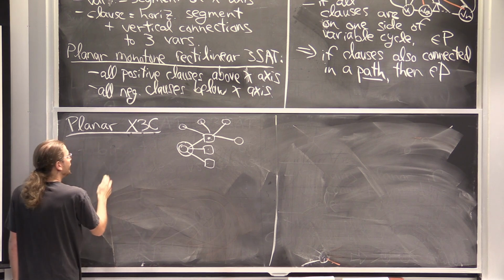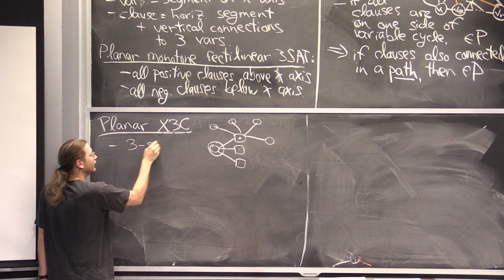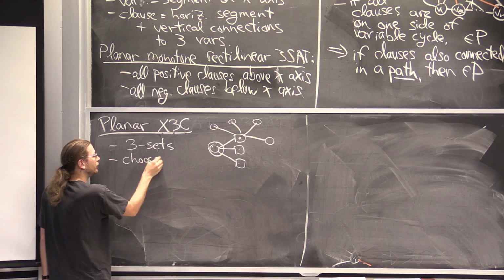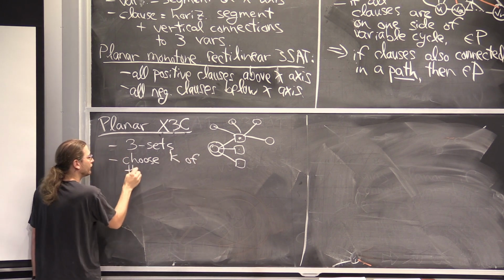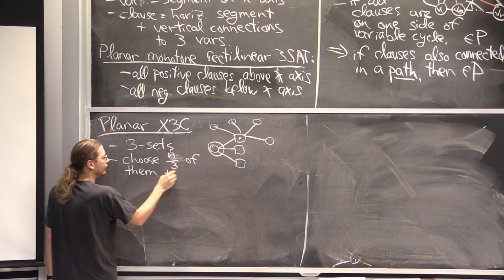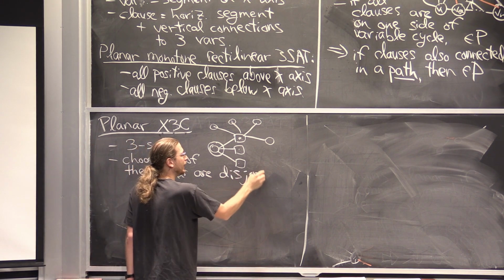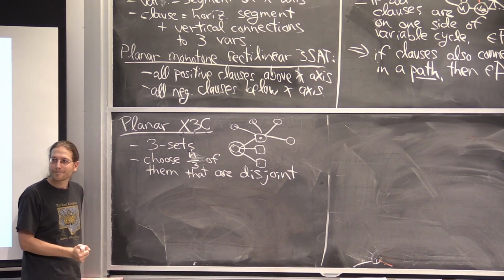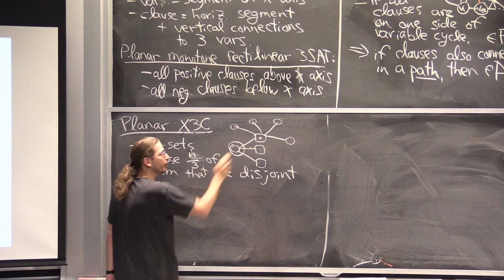So the goal, maybe I should write down the problem again. You're given 3 sets. These are sets of size 3. And you want to choose, say, k of them. Actually, it would be choose n over 3 of them that are disjoint. And therefore, there are n elements, every element is covered exactly once, by exactly one 3 set. Okay, so it's, I think, sort of complementary to planar 1 and 3 SAT. The planar version is that this bipartite graph is planar.